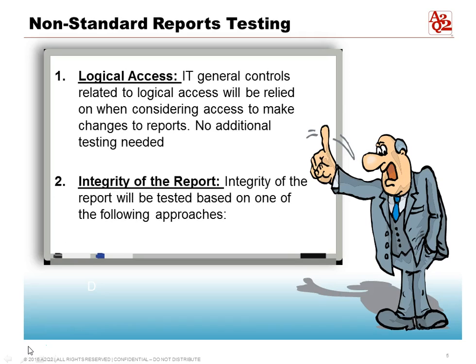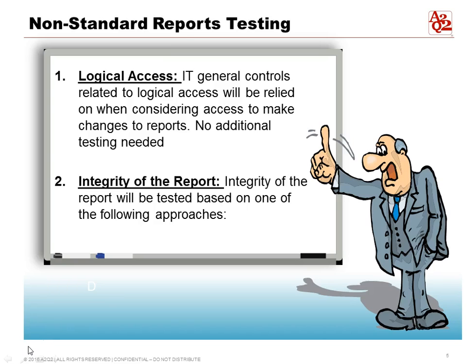Now let's focus on non-standard reports. There are two things that we have to test for non-standard reports. The first one is logical access, meaning access to make changes to the report. What we rely on is that general IT controls around logical access are working. If that's the case, there's no additional testing that's needed, because the access hasn't changed, the people who are able to access the report are appropriate, and there have been no changes to the report.